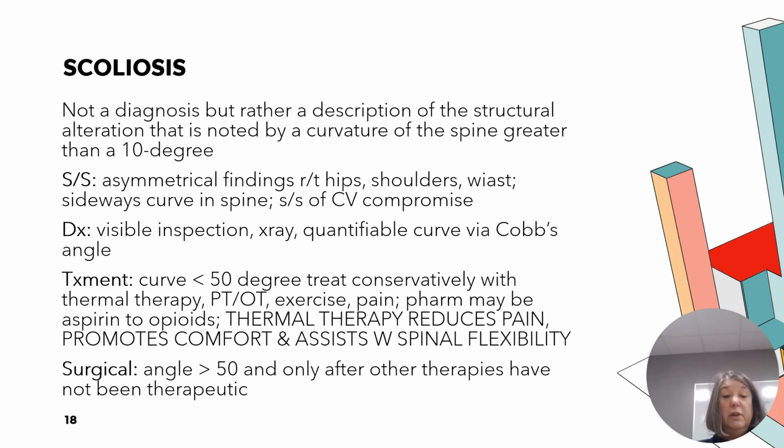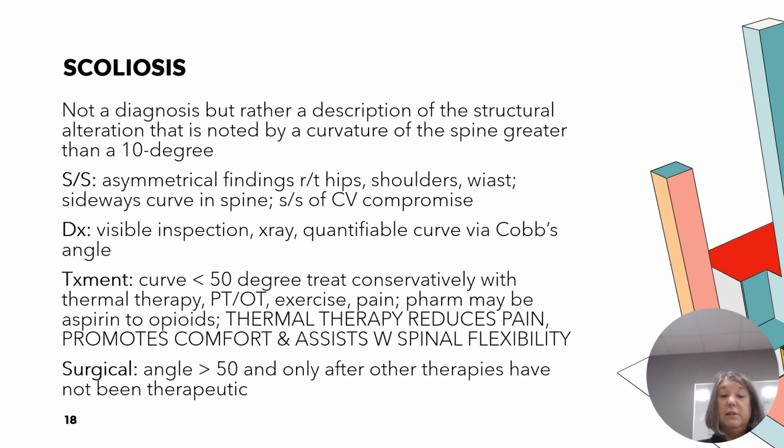All right, scoliosis. This is not a diagnosis, but a description of the structural alteration that is noted by a curvature of the spine greater than a 10-degree curvature, okay? Normally associated with rotation and compression. So we have neuromuscular, congenital, and idiopathic. Neuromuscular is in patients with neurological musculoskeletal problems like cerebral palsy, myelomeningocele, muscular dystrophy, or leg discrepancy. So like one leg is shorter than the other.